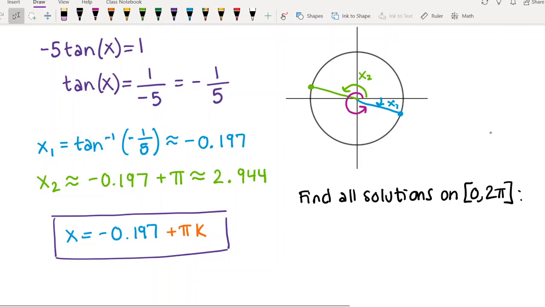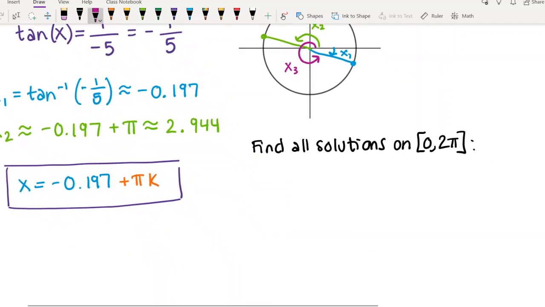So how would you measure this angle this way? Maybe let's call this x3. That angle would be 2 pi plus x1. So I'm going to write that down and then I'll explain where that's coming from. So it's 2 pi minus 0.197. So where is that coming from?